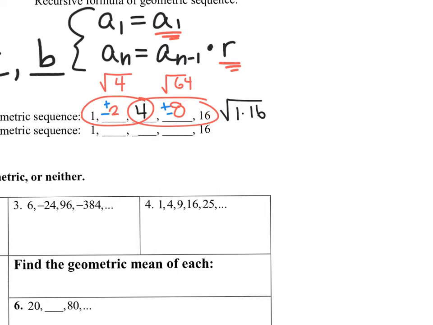For the second example, I'm going to have these two be negative. This number in between, the square root of negative 1 times negative 16, is negative 4. This number has to be negative, because the sequence is either going to go negative, positive, negative, positive, negative, or it's going to go negative, negative, negative, negative, negative. So in that case, still the two numbers in between need to be positive or negative.